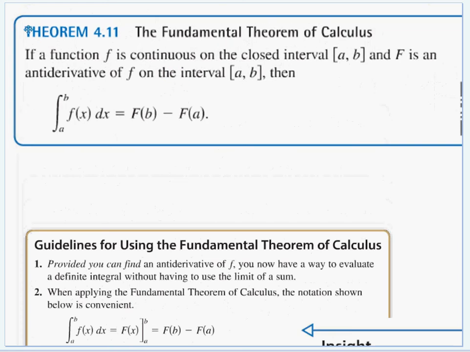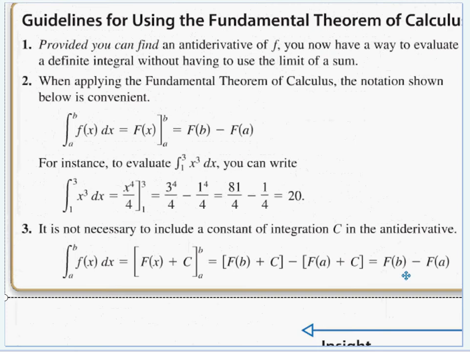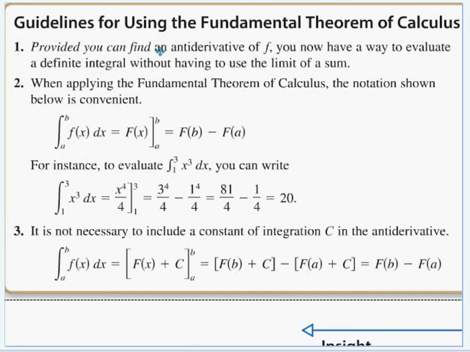There we go. If a function f is continuous on a closed interval from a to b, and capital F is an antiderivative of f on that interval, then the definite integral from a to b of f of x dx is capital F of b minus capital F of a. And down here in the box, we have the slick little guidelines to using the fundamental theorem. Provided that you can find an antiderivative of our function, you now have a way to evaluate a definite integral without using the limit of a sum.